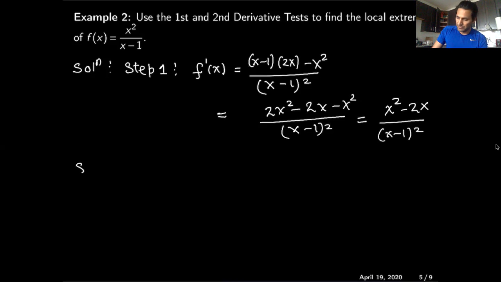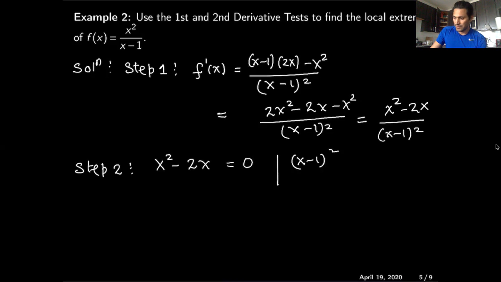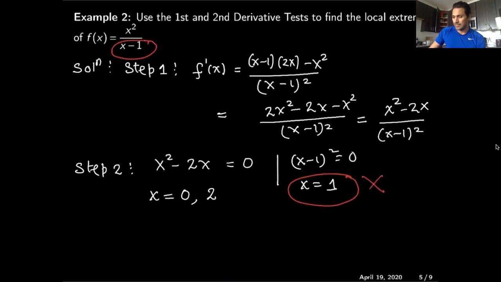And in step number 2, I will calculate the critical values of the function by setting the top and bottom equal to 0. If x square minus 2x is equal to 0, I also set the bottom equal to 0, which is x minus 1, squared, equal to 0. This gives me x is equal to 0, and also x is equal to 2. The bottom gives me x is equal to 1. You can notice that x is equal to 1 is not in the domain of the function. So this critical value is not in the domain of the function, so I will reject that critical value.